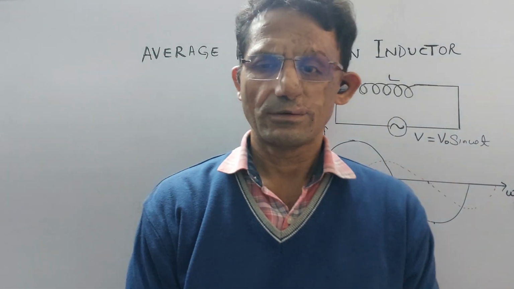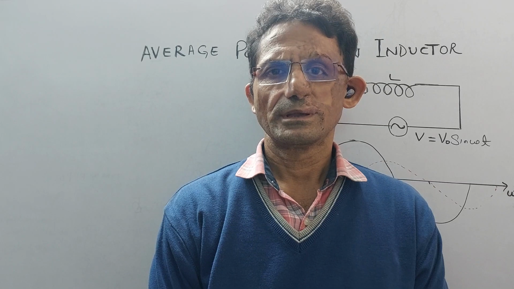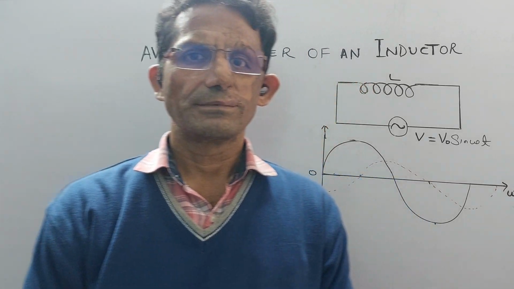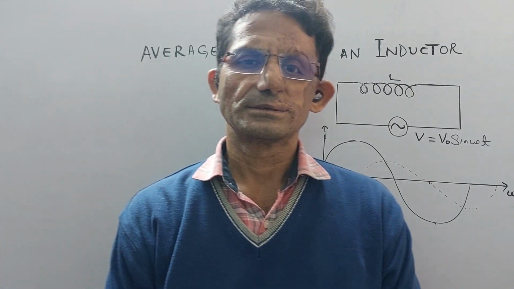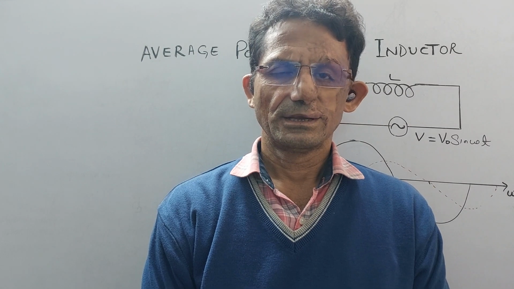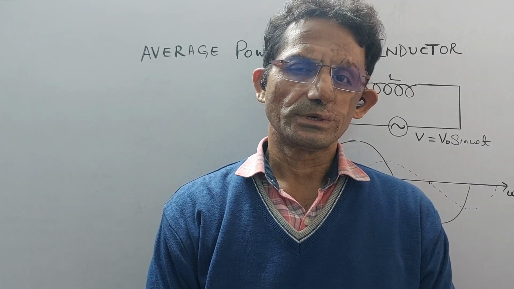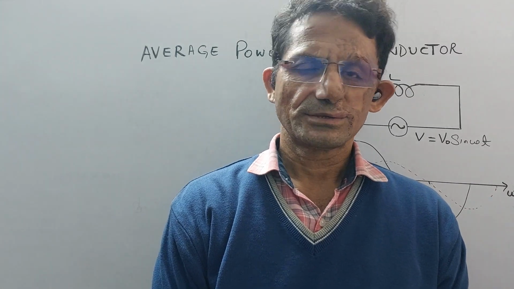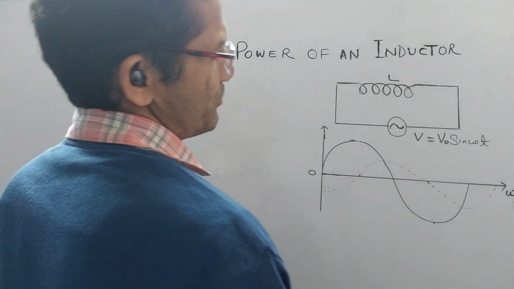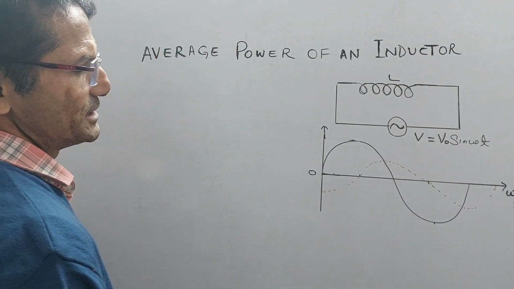Dear students, our next topic is power laws in an inductor. We are going to discuss what the power is over one complete cycle when the circuit contains only an inductor. When an inductor is connected to an AC circuit, there is some opposition to the rise and decrease of the current in the inductor.